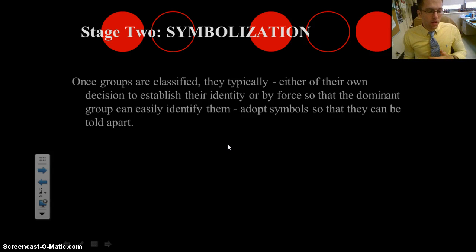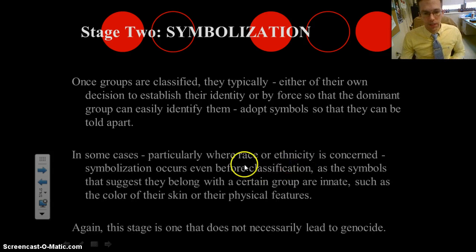Now, sometimes this can be skin color, where you have that symbolization already, and we'll see genocides where a certain race that looks different has that symbolization attached to them. Again, just because they have the symbolization does not mean that a genocide is going to happen. So first you classify them, then you get the symbols to really identify them.